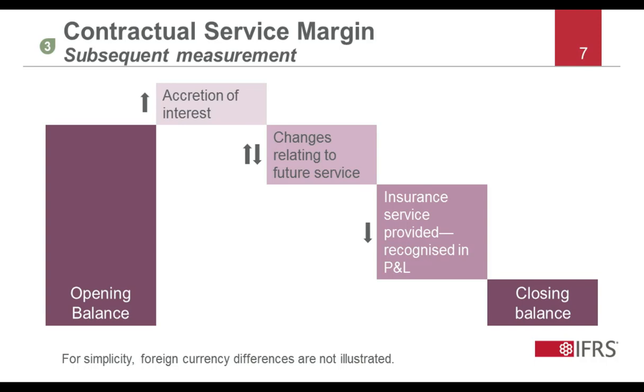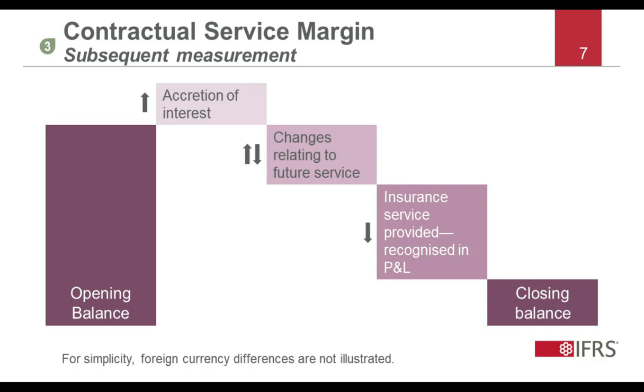The next few slides outline the subsequent measurement of the contractual service margin in more detail. Firstly, interest is accreted on the opening balance of the contractual service margin. Secondly, as discussed before, the contractual service margin is then adjusted for changes in cash flows and changes in the risk adjustment that relate to future services.